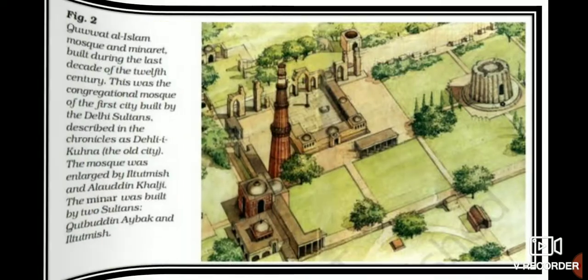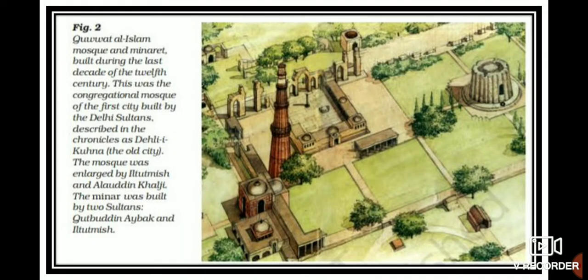Now, let's begin today's session with this beautiful mosque image. This is the Quwwat al-Islam Mosque and the minaret, built during the last decade of the 12th century. Now, who built this mosque? The Delhi Sultans built this mosque. This was the congregational mosque of the first city built by the Delhi Sultans, described in chronicles as Dehli-i-Kuhna, that is the old city.